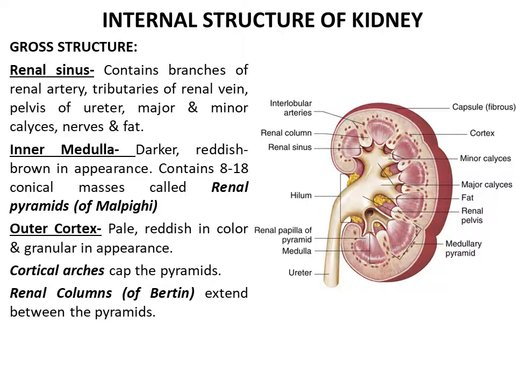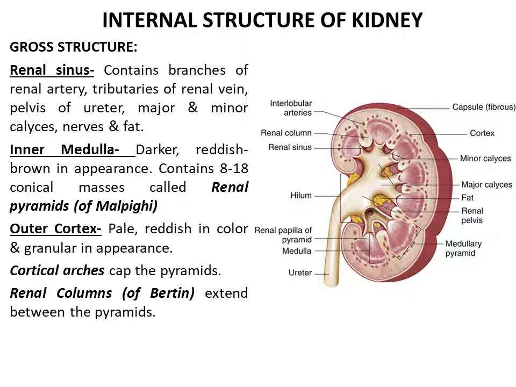The outer pale part is called the cortex. It is reddish in color and granular in appearance. The parts which cap the bases of the renal pyramids are known as the cortical arches or the cortical lobules. In between these lie columns which extend and dip in between the pyramids and extend up to the renal sinus. These are known as renal columns of Bertin.